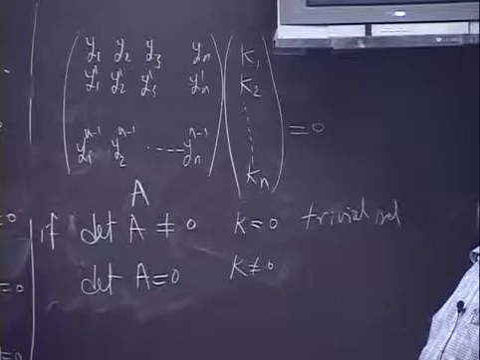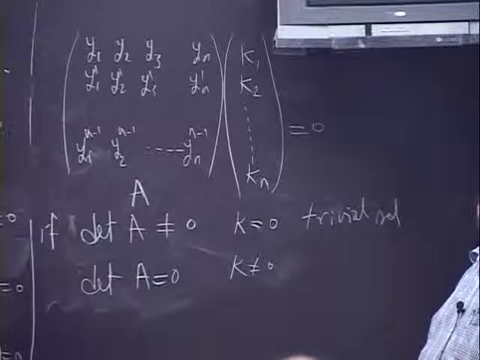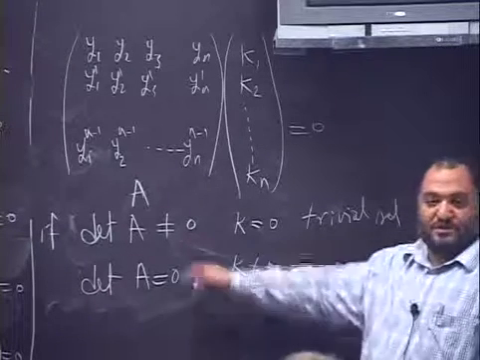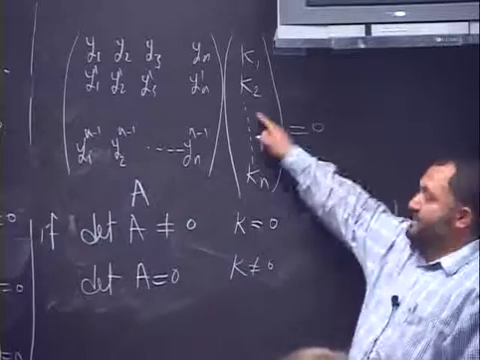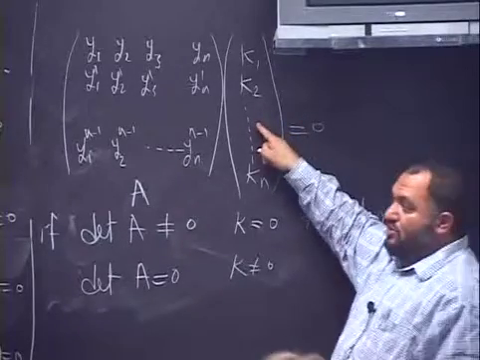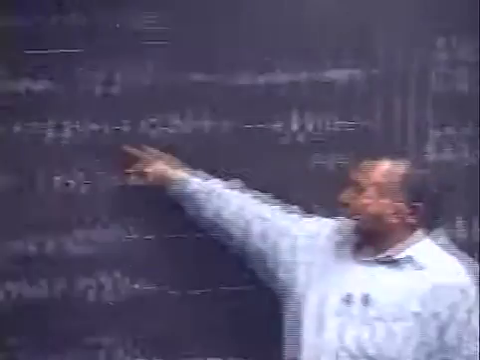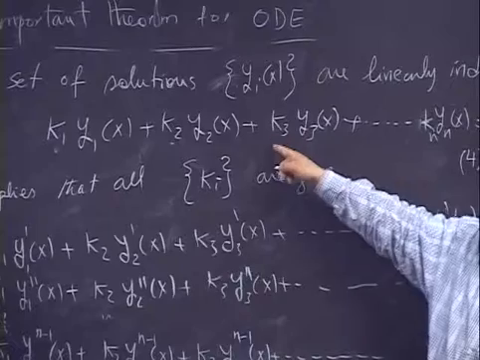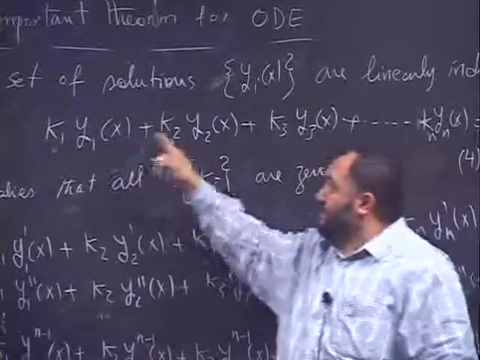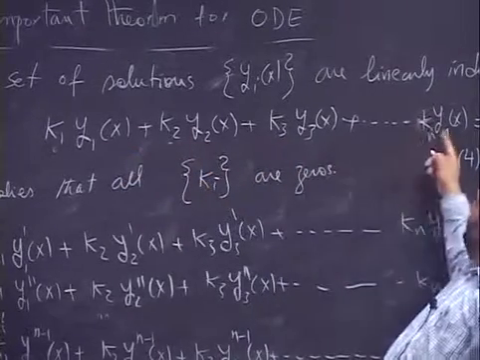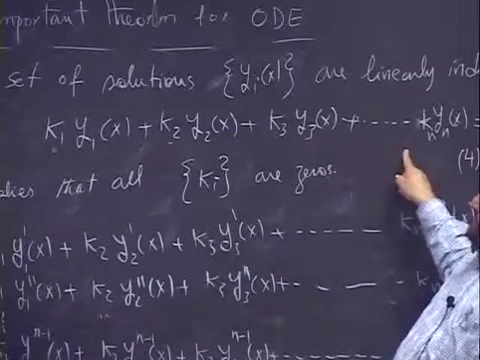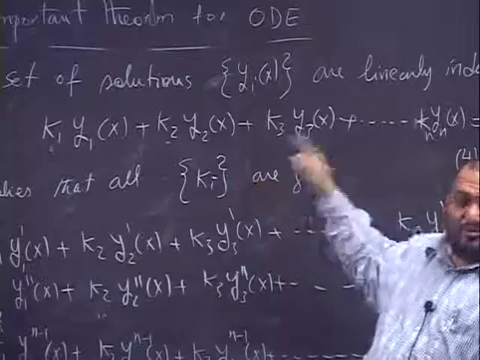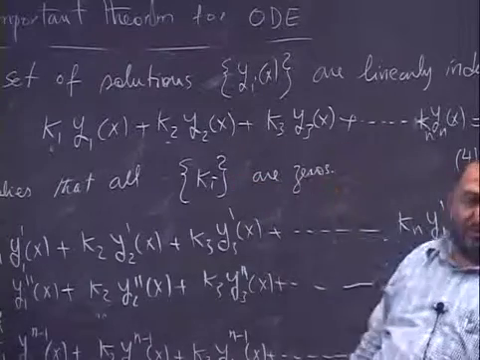So what will be the condition for the linearly independent solution? The determinant of A is not 0. So if this is not 0, we have a linearly independent solution from here. We said if you want to have a linearly independent solution, y1, y2, y3, y4, this is the condition for the linear independence. And this will not be satisfied unless k1, k2, k3, k4, up to kn are equal to 0.